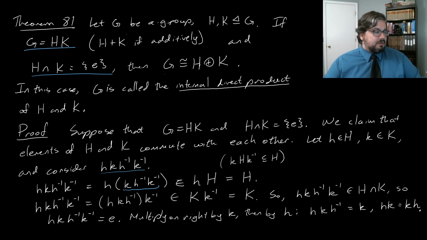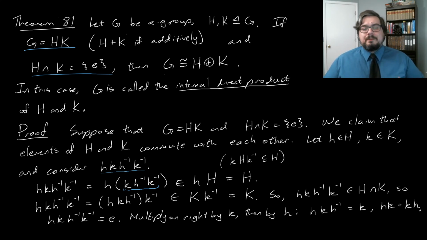So now we need to show that G is isomorphic to the direct product of H and K. In order to do that, we need to construct a homomorphism, which we will then show is an isomorphism. Now, as always, when we go to construct our isomorphism, we have to decide which direction we're going to go in. Are we going to construct an isomorphism from G to the direct product, or from the direct product to G?